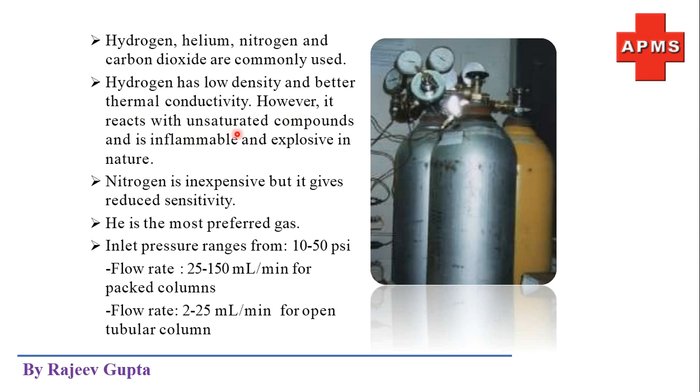But these are some demerits of using hydrogen gas as a carrier gas, because hydrogen gas reacts with unsaturated compounds. Unsaturated compounds means alkenes, which contain pi bonds. Hydrogen can react with these compounds and convert them into saturated compounds, so a type of chemical reaction could take place inside the column at elevated temperatures.